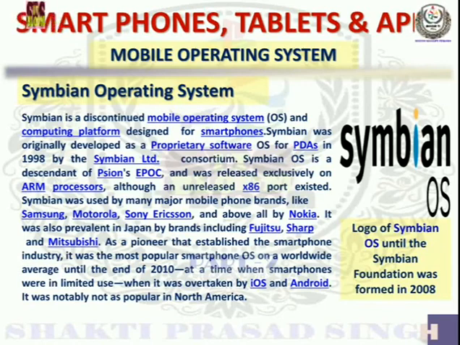Symbian OS is a descendant of Psion's EPOC and was released exclusively on ARM processors, although an unreleased x86 port existed. Symbian was used by many major mobile phone brands like Samsung, Motorola, Sony Ericsson, and above all by Nokia.